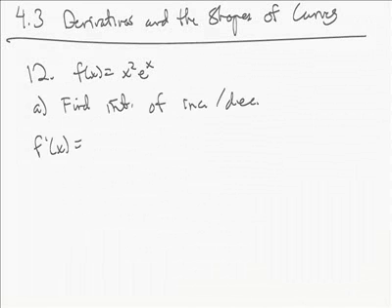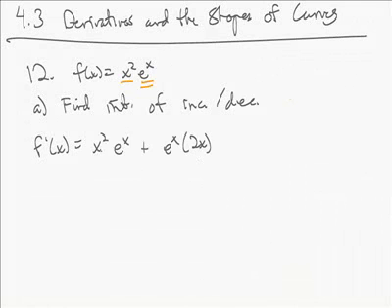F prime of x, well, we have ourselves a product here. The first function is x squared, the second is e to the x. So the derivative is going to be the first times the derivative of the second, the derivative of e to the x is e to the x, plus the second, which is e to the x, times the derivative of the first, which is 2x. Alright, so here's our derivative.